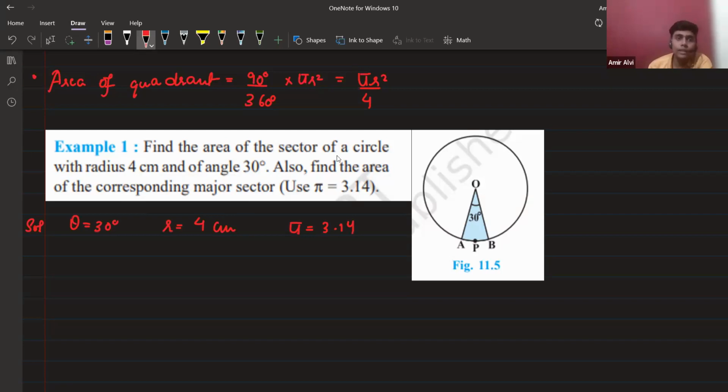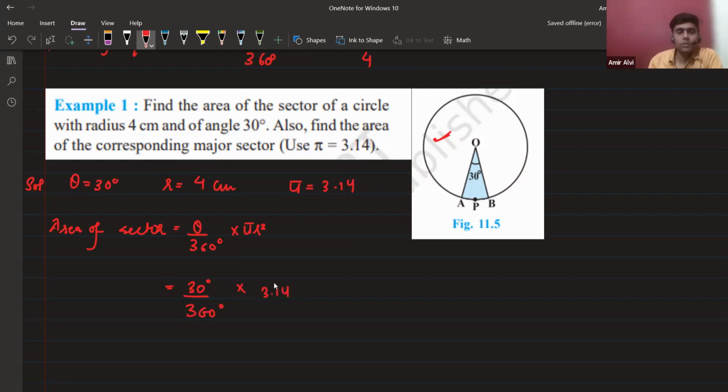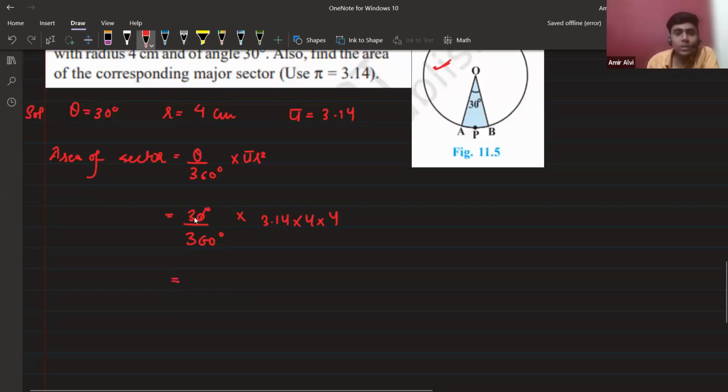First we have to find the minor sector, and then we have to find the major sector. Now everybody look at the area of sector, which is theta by 360 into pi r square. So theta is 30 degree divided by 360 into pi, into 4 square. Clear, everybody? This 0 will cancel out this 0, and 3.